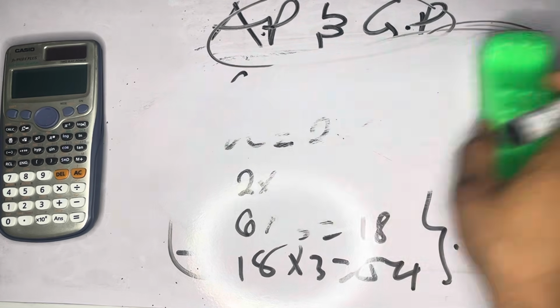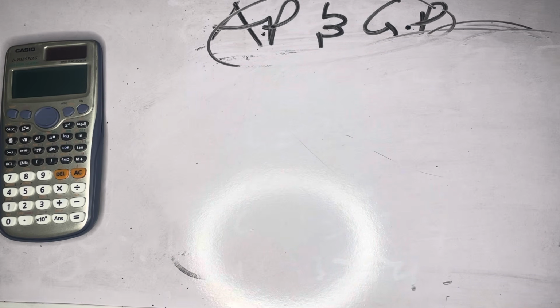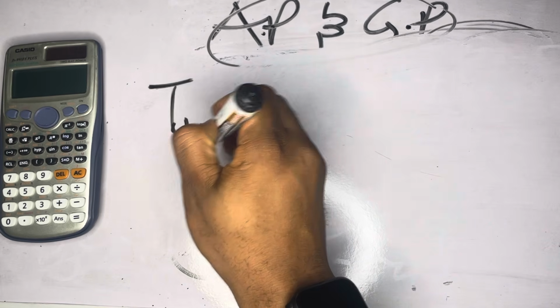Basically, take down this first question. The first term of an AP is 7 and the common difference is 3. What is the 10th term? We will denote the 10th term as T10.